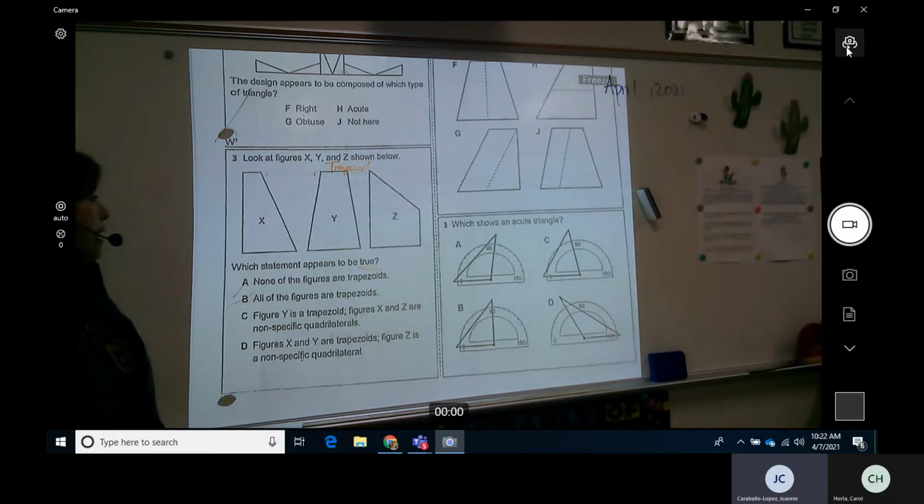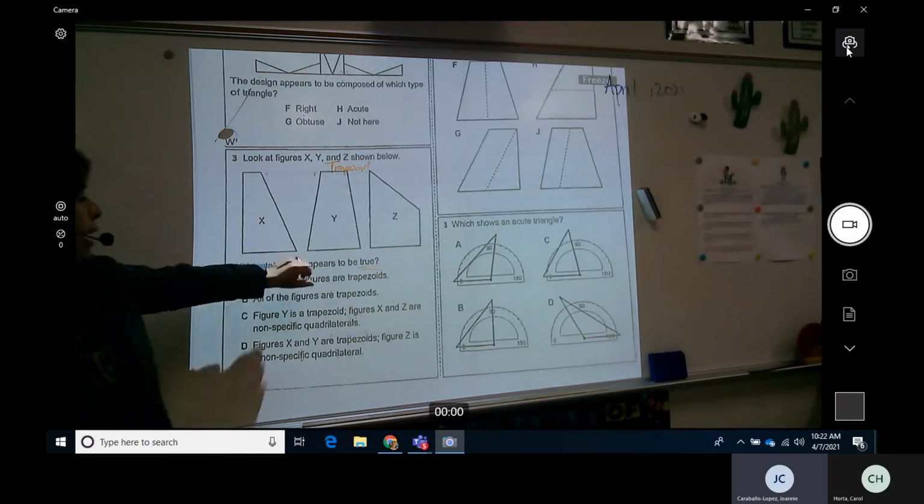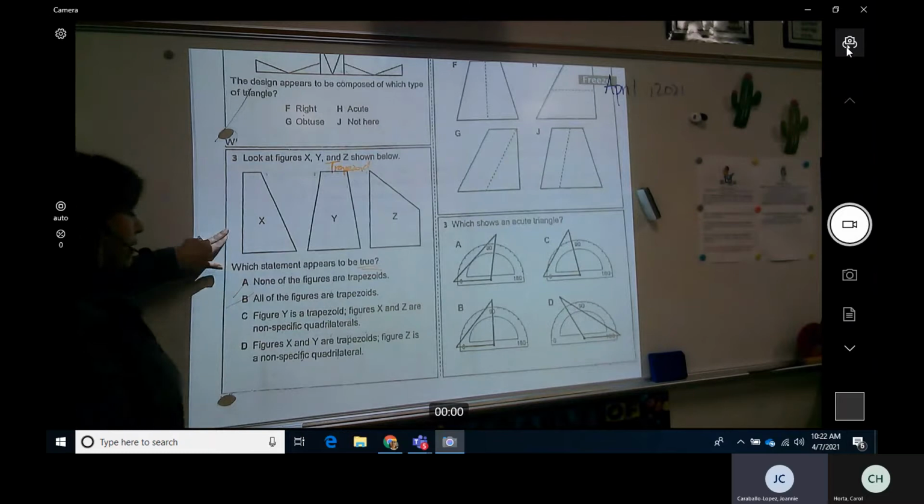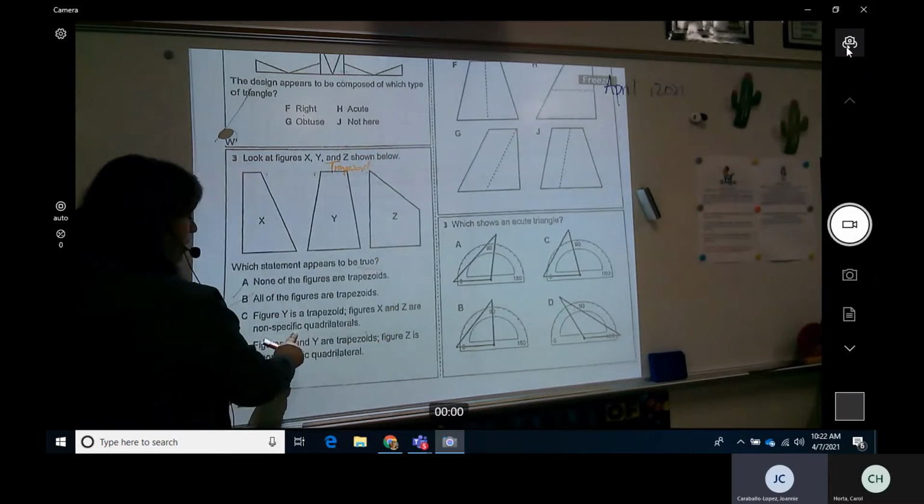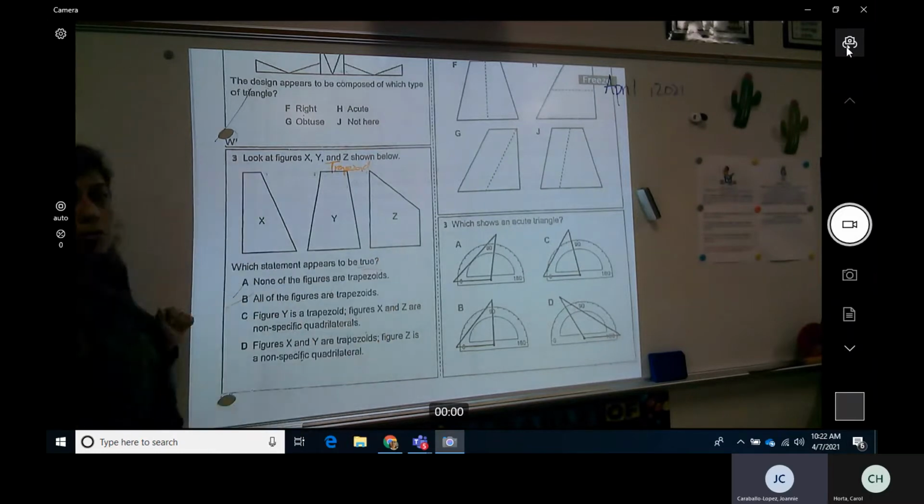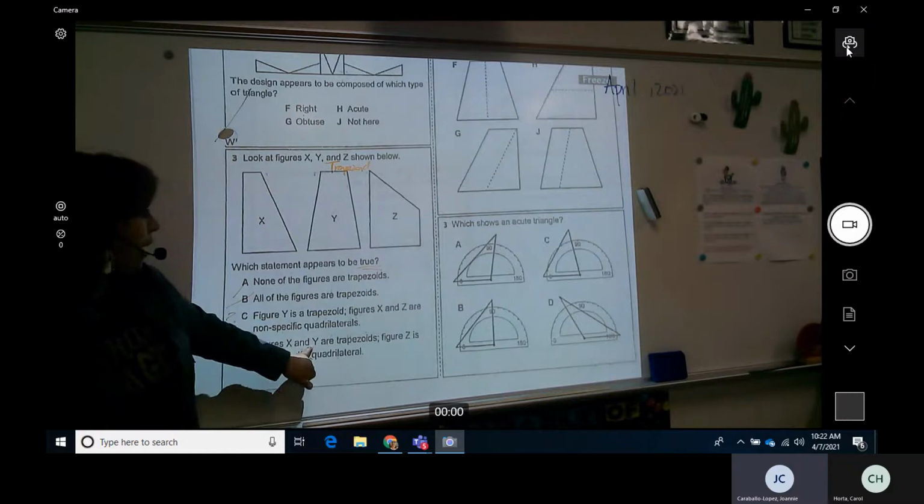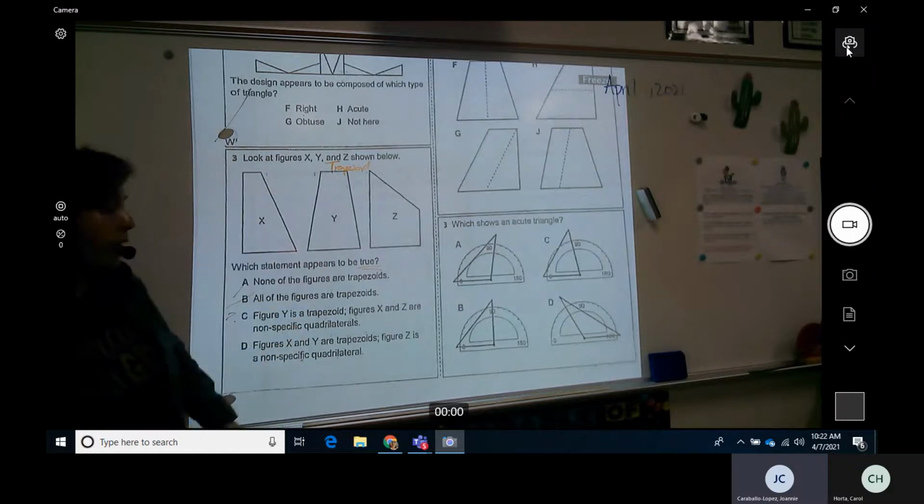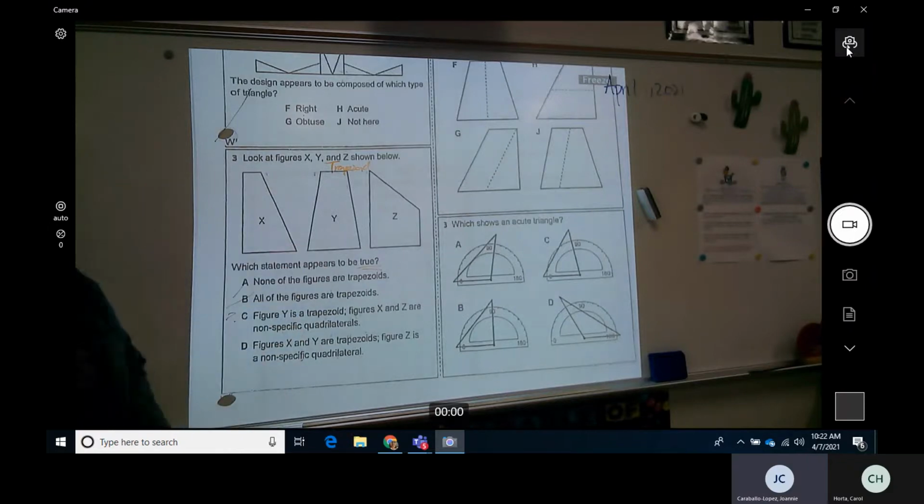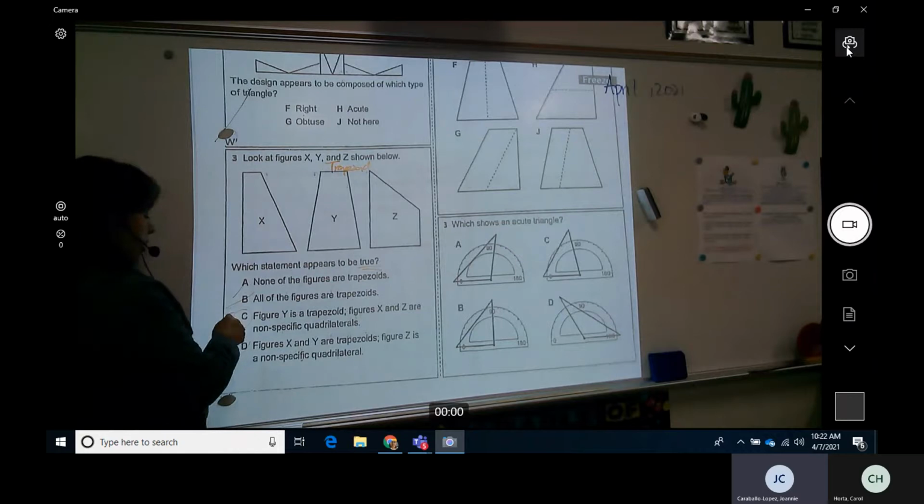Okay. C says figure Y is a trapezoid. Figures X and Z are non-specific quadrilaterals. Could that be your answer? Yes. Maybe. Let's look at the last one though. D says figures X and Y are trapezoids. Figure Z is a non-specific quadrilateral. Is that true? Negative. So my answer is C.